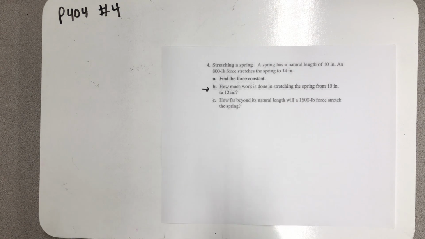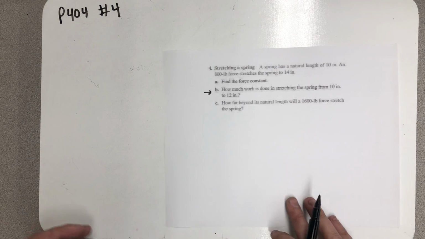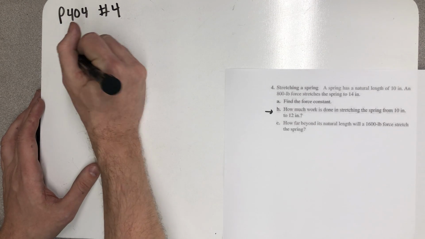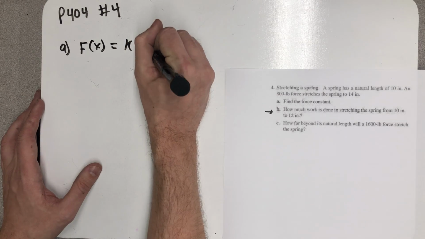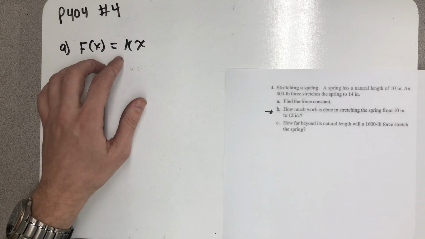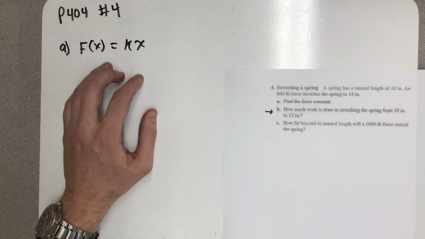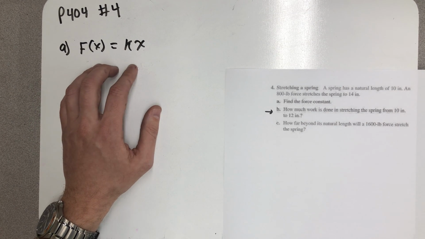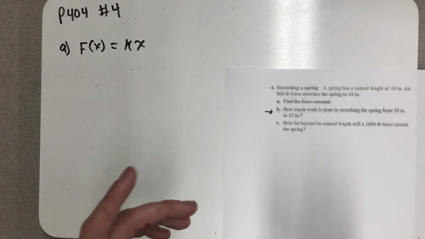So I think my first job here is to make sure all the measurements I use are actually in feet rather than inches. So even in part A, where I'm asked to find the force constant, I'm going to go on and convert things into feet rather than inches. Now what I've written here is the force is equal to K times X for some constant K. This is Hooke's law. The force it takes to stretch or compress a spring is directly proportional to the amount it's either been stretched or compressed.